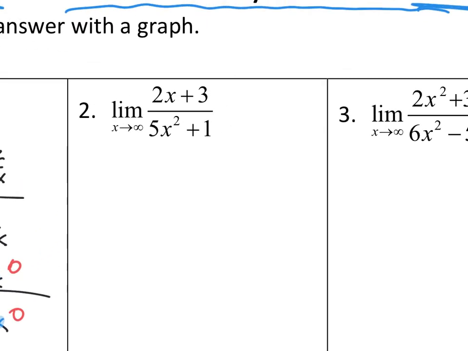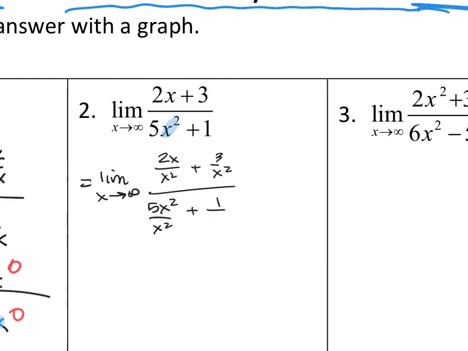Problem number 2. If you notice, the highest exponent or power is going to be that x squared. So we are taking every term and dividing by the x squared. So each of these in the numerator are divided by x squared, and each term in the denominator are divided by x squared. So if you notice, when we simplify that, this simplifies down to just an x in the denominator. This goes to 1.